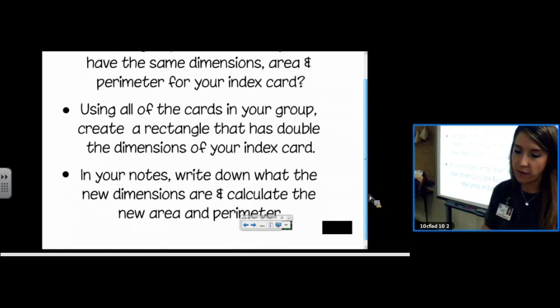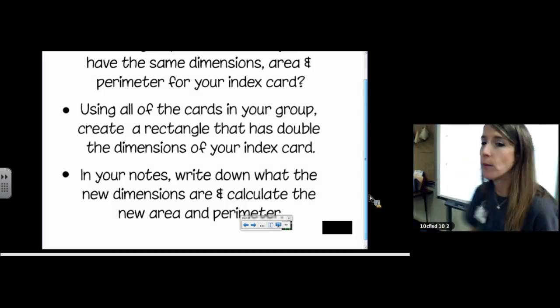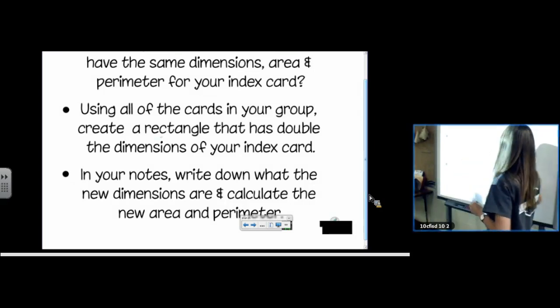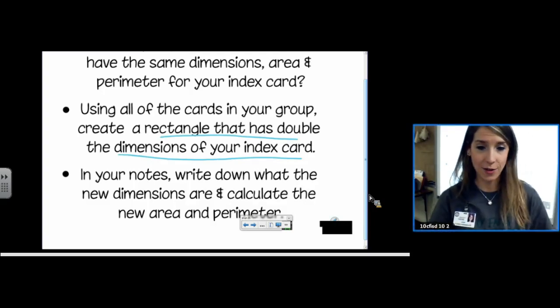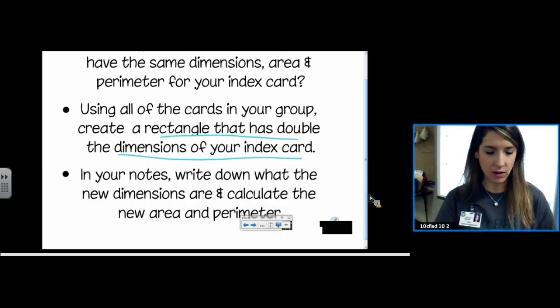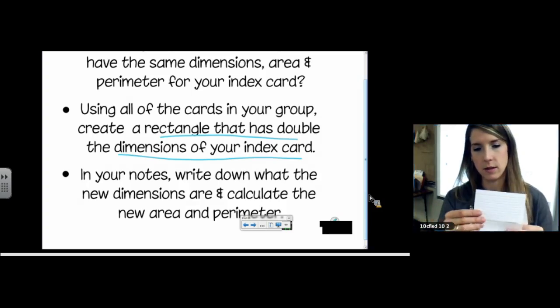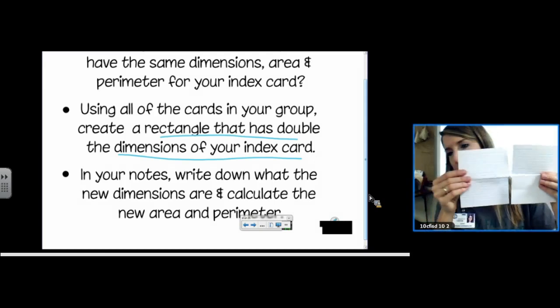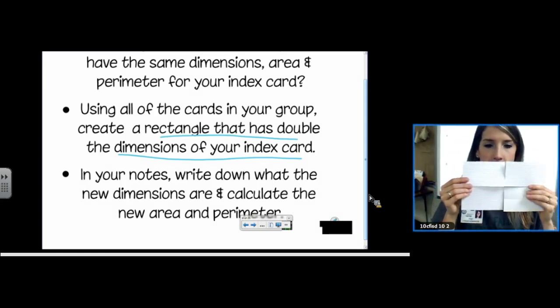Okay, next step, you either have 4 people at your school or you don't, that's okay. Now I want you to put 4 index cards together, and I need you to make a rectangle that has double the dimensions of your index card. So you're making a new rectangle, but it can't just be any rectangle. It has to be a rectangle that has double the dimensions. The dimensions are doubled, and now I want you to find the area and the perimeter.